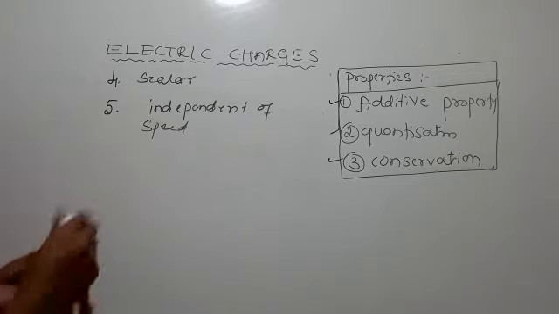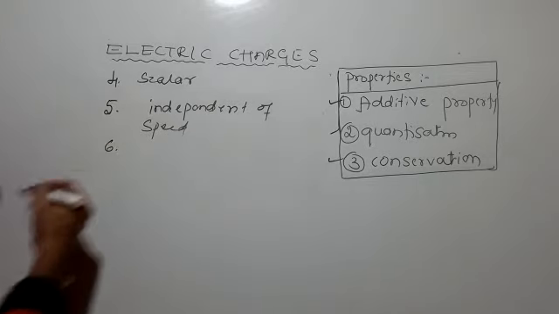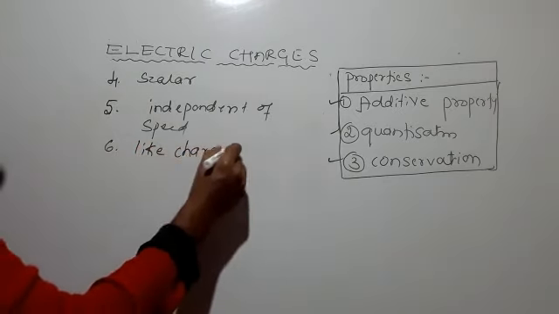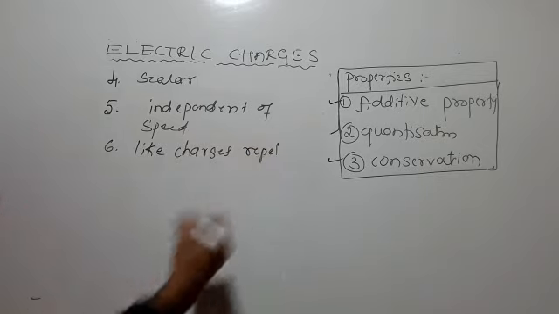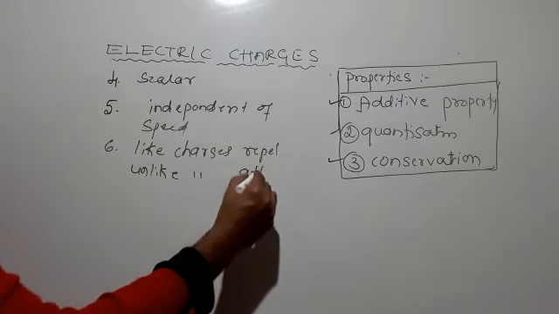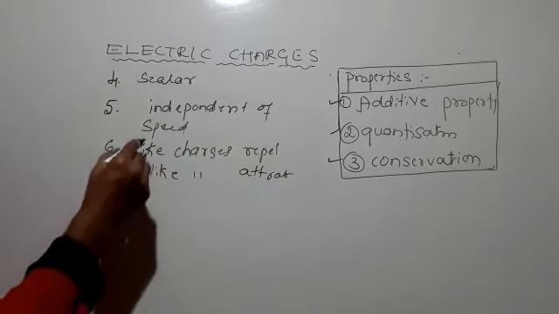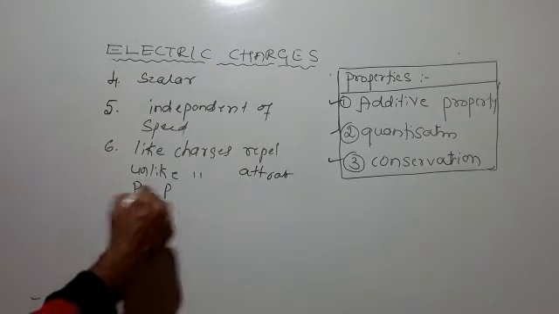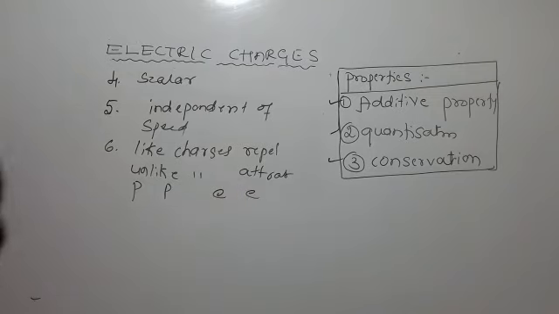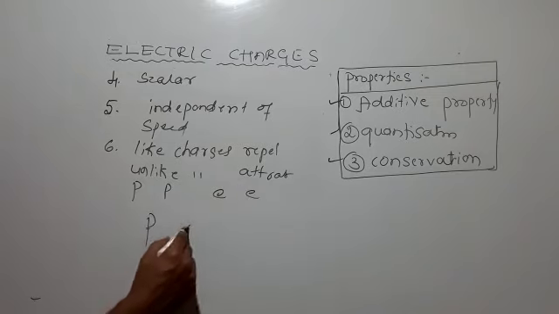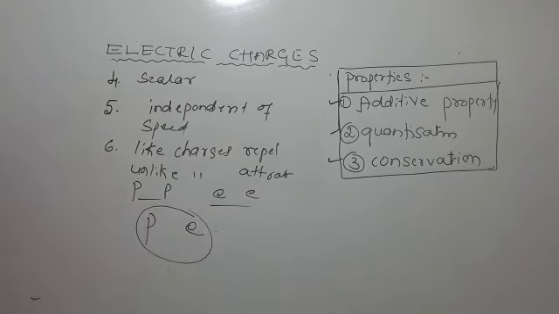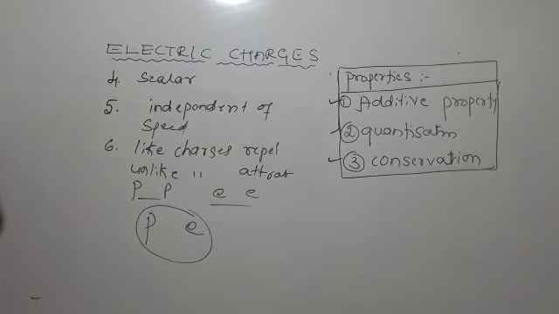Then the sixth one, of course you know this one: like charges repel, whereas unlike charges attract. For example, a proton is going to repel another proton. An electron is going to repel another electron. But a proton is going to attract an electron. Like charges repel, whereas unlike charges attract each other. That is the sixth property.